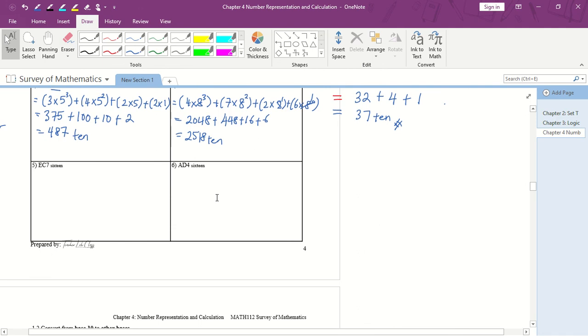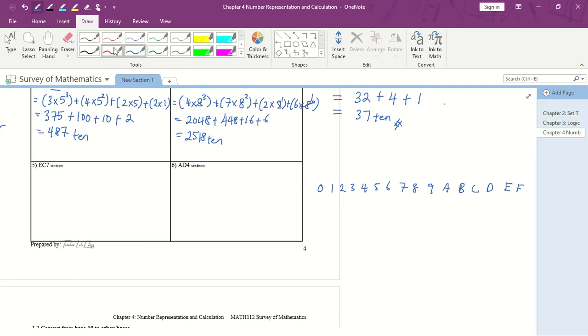And now we face some difficulties when we go to base 16. So just do a quick revision. In base 16, the digits involved are 0, 1, 2, 3, 4, 5, 6, 7, 8, 9, then we go to A, B, C, D, E, and F. Just to give you an idea, although we don't call A as 10, we know it is 10. We know this is 11, this is 12, this is 13, this is 14, and this is 15.